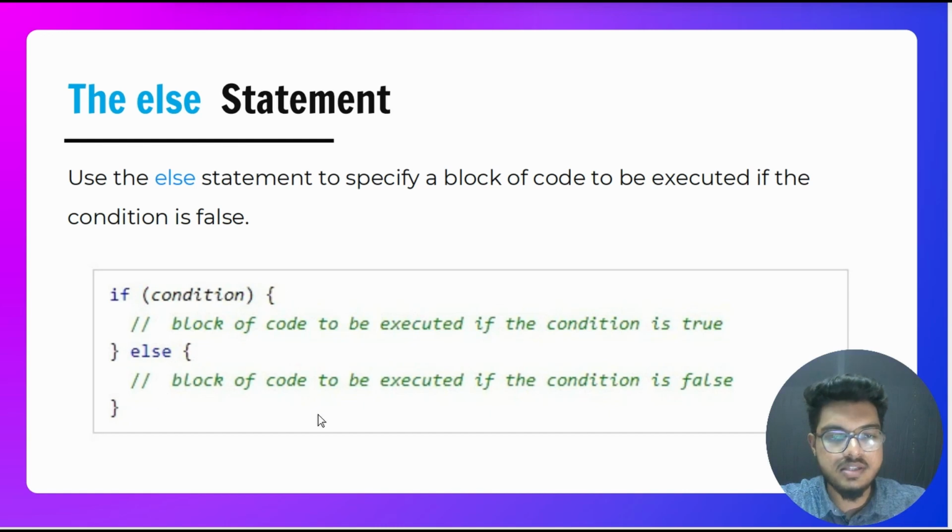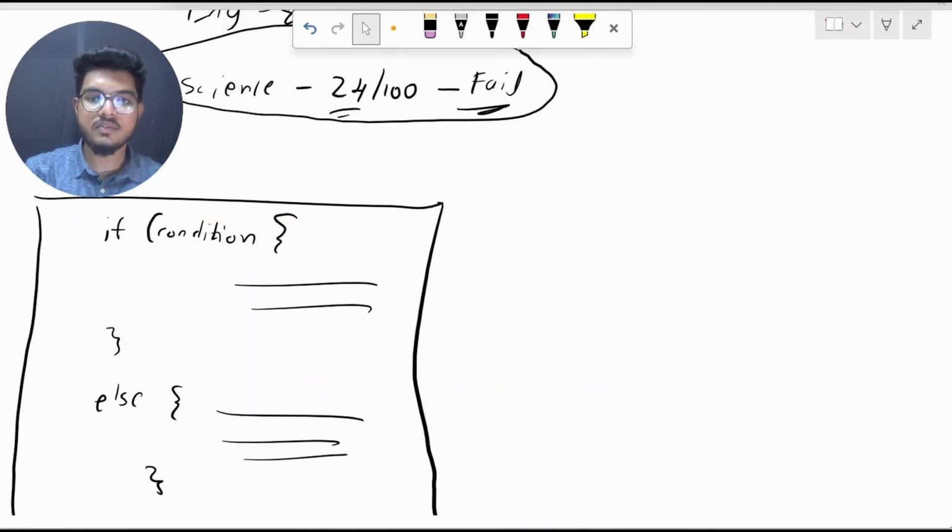If the condition is false, this code will get executed. So based on this, what is the JavaScript code to check if the person in that subject is pass or fail? Let's jump onto the notepad and see. Based on this condition, how can we write this?